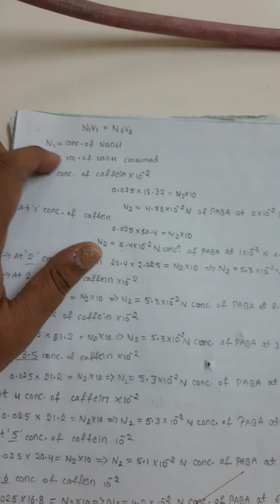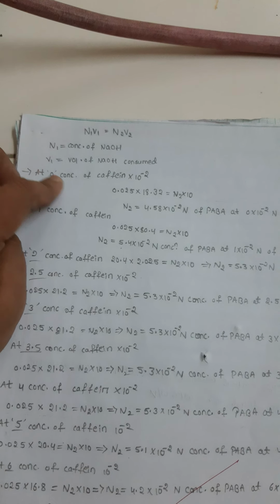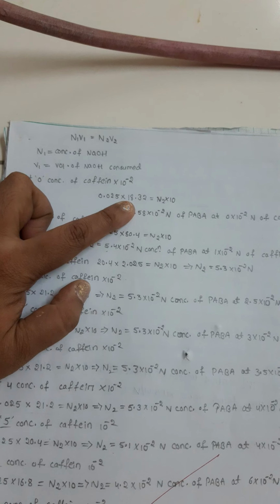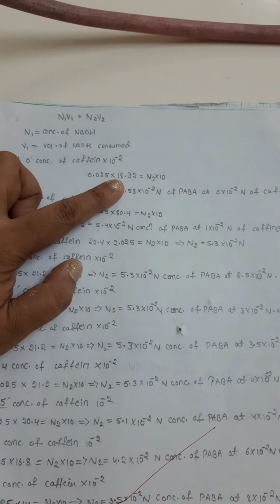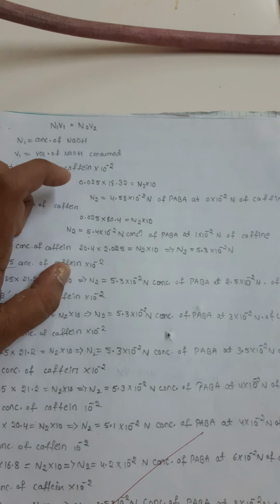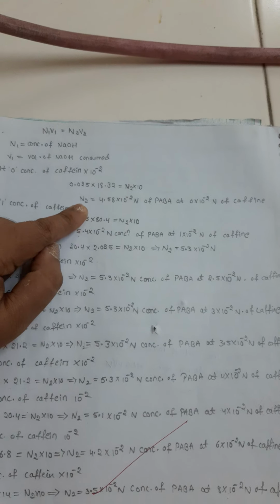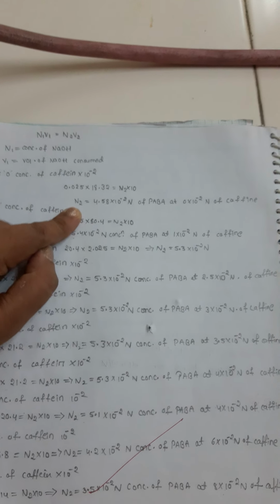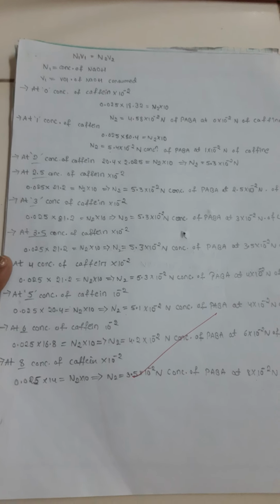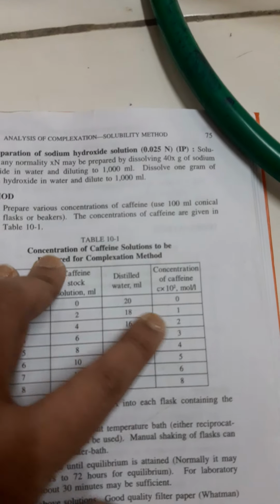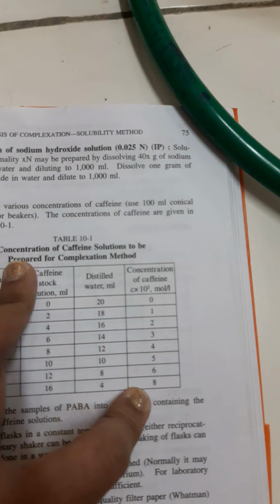Now how you will calculate is N1V1 is equal to N2V2. N1 is the concentration of sodium hydroxide, which we are taking as 0.025, into the volume consumed, that is, in the first case, 18.32, equals N2. Now we have to calculate the normality of PABA. The volume of the filtrate is 10. This N2 is the normality of the PABA. In a similar way, you have to calculate for all the series, for all the concentrations of caffeine, that is 1, 2, 3, 4, 5, 6, 8. For all of these you have to calculate.